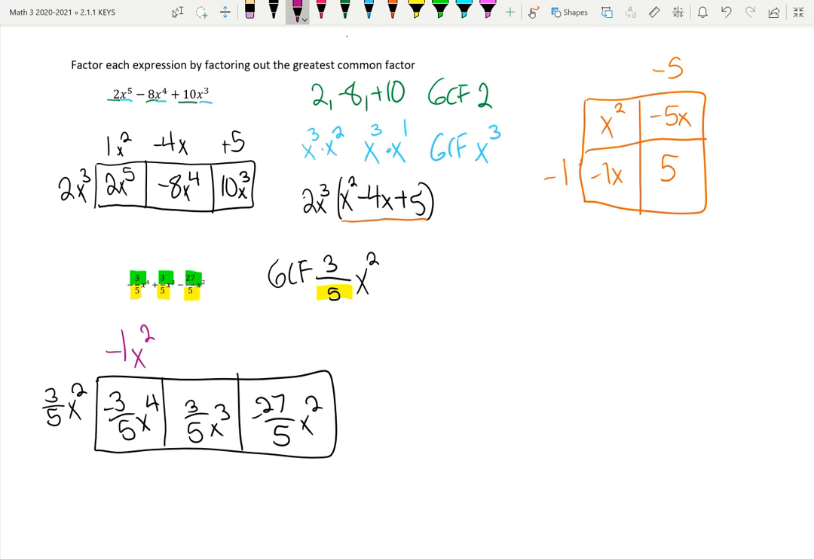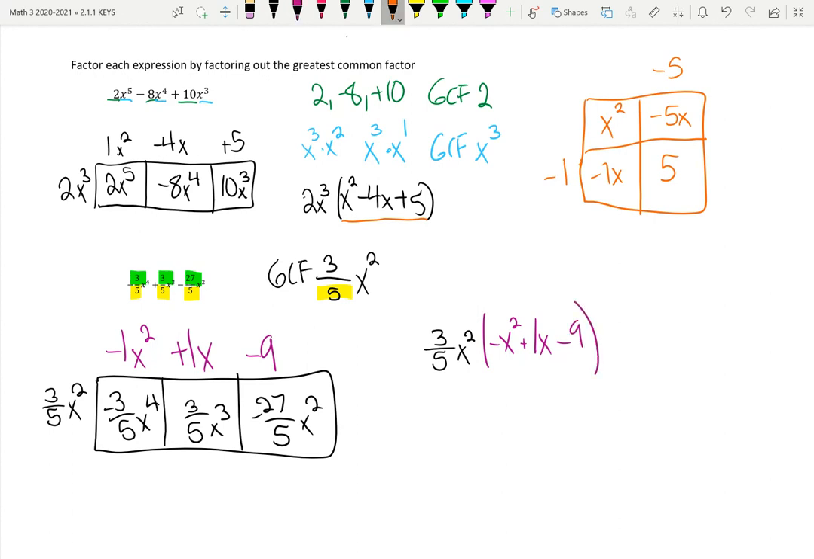I'm going to do this again. 3/5 times 3/5 is just going to be a regular 1 with an x. And then finally, how do you make this 3/5 into a 27/5? Well, it's going to be a -9. So I'm actually able to rewrite this as 3/5 x squared times -x squared plus 1x minus 9.